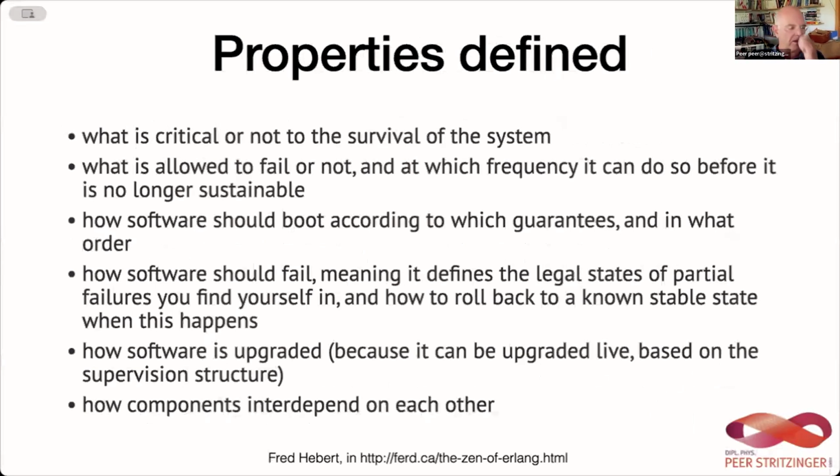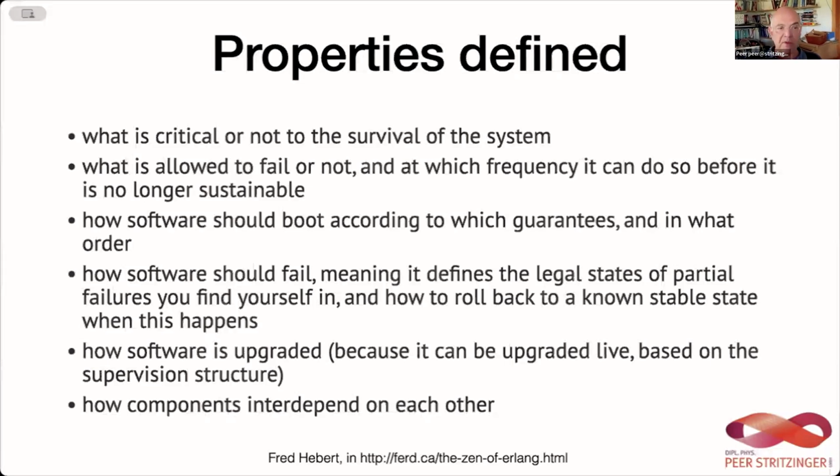Yeah, that's a few things picked out from the article from Fred. Basically, what do you do when you look at a system, and how do you design it? What is critical, and what is not critical for the survival of the system? So you put the critical stuff in a separate part, and the non-critical on a different supervisor subtree. So if that fails, it doesn't affect the critical one, and we will see that in the example later on. What is allowed to fail, what's not, what is very bad if it fails.